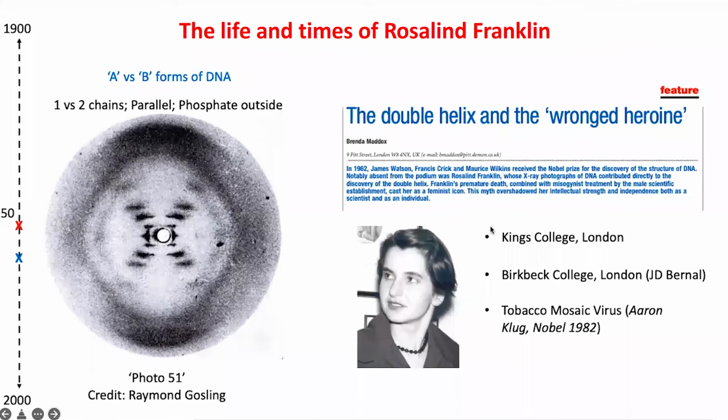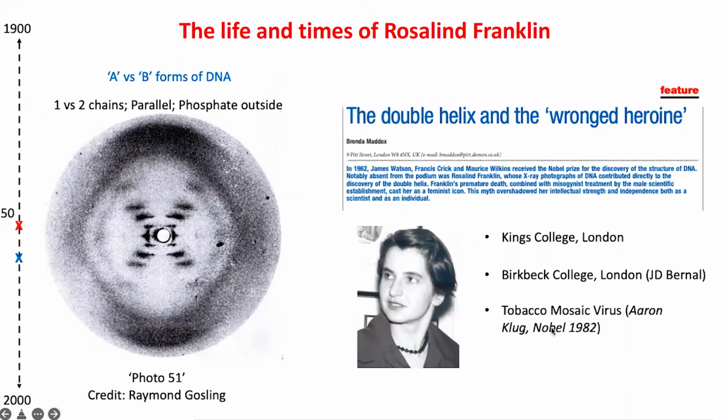Because Rosalind Franklin wasn't happy, she actually left King's College. It was more to do with the place than her interest in DNA. And her interests actually moved to tobacco mosaic virus. She really never went back to DNA. That was a project which was handed over to her to complete in King's College. She moved to Birkbeck College, London, where she worked with J.D. Bernal, who was again a very famous crystallographer.